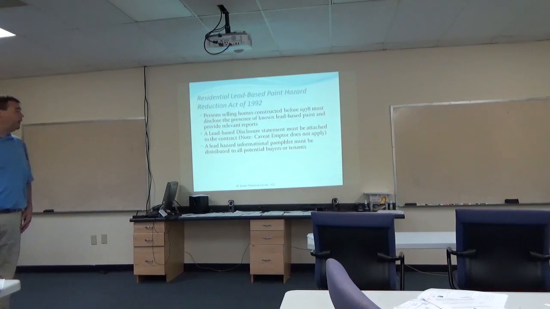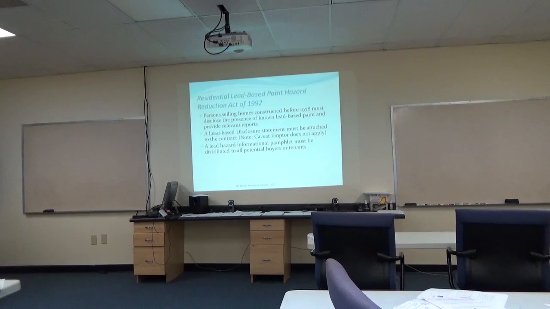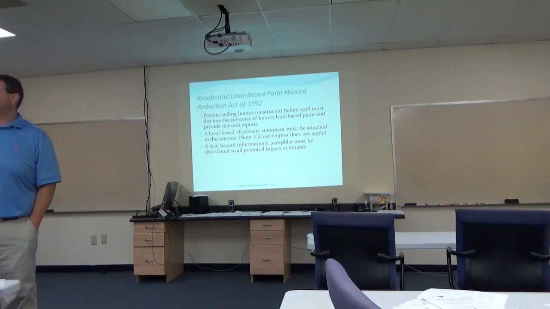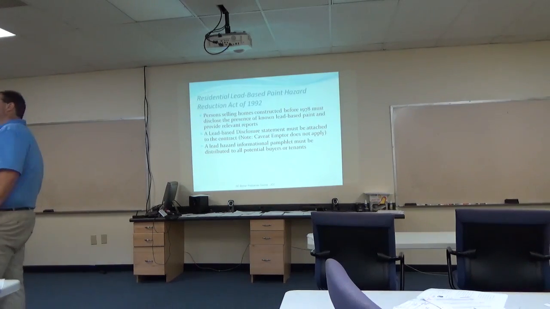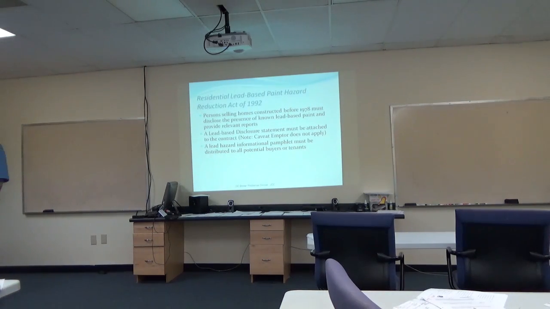Okay? Now, this Disclosure Act, or Reduction Act, requires a disclosure statement. Any residential property that's sold in the state of North Carolina, and actually in the United States, that was built prior to 1978 requires a lead-based paint disclosure statement. Now, it works almost exactly like our residential property disclosure statement does. Y'all remember we talked about the residential property disclosure statement earlier in class, and we talked about it this past Sunday in the review as well.